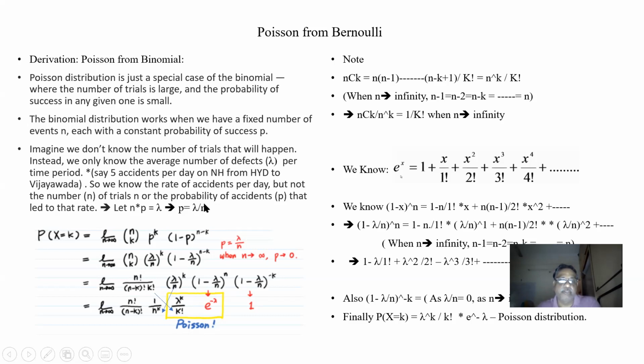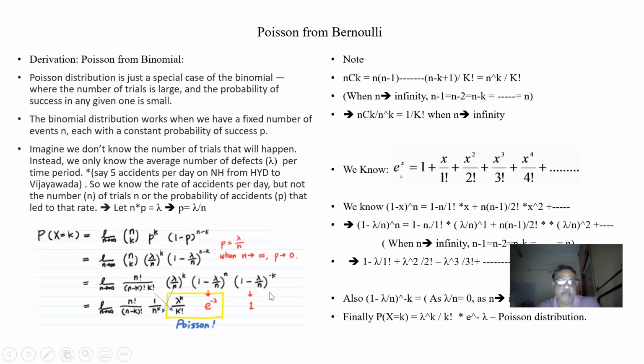N we are assuming being infinity. So let us see this. So nCr p is lambda by n to the power of k into 1 minus lambda by n to the power of n minus k. So I am taking out here lambda to the power of k. Now this I am expanding, n factorial by n minus k factorial into 1 by n to the power of k, that is n to the power of minus k.